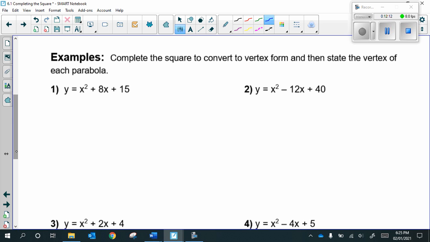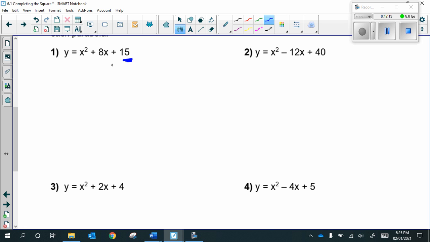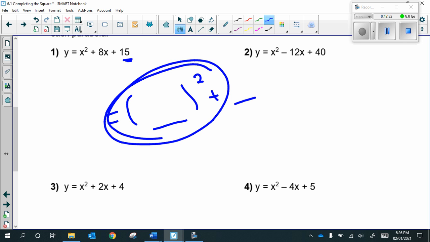If I have an equation y equals x squared plus 8x plus 15, I can tell this is not a perfect square because I cannot take the square root of 15. So right away you can see this is not a perfect square. Why do I need a perfect square? Because I need something that looks like this in order to get to vertex form. I need this squared part to get to vertex form. So that's why we're looking for a perfect square.